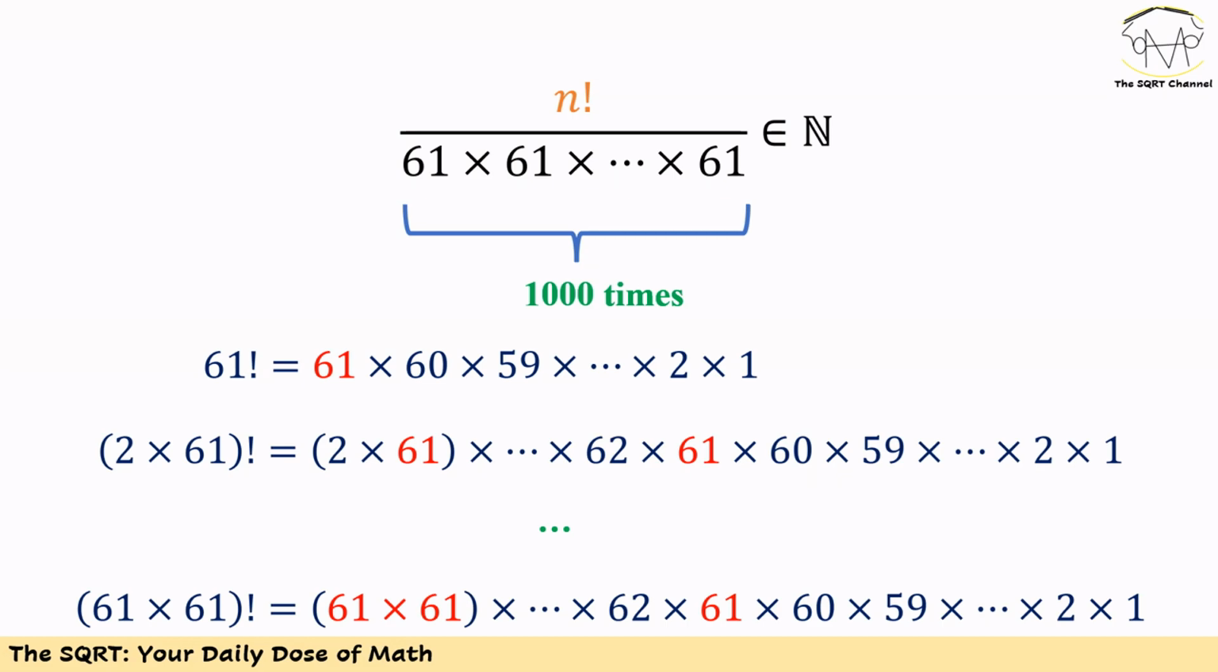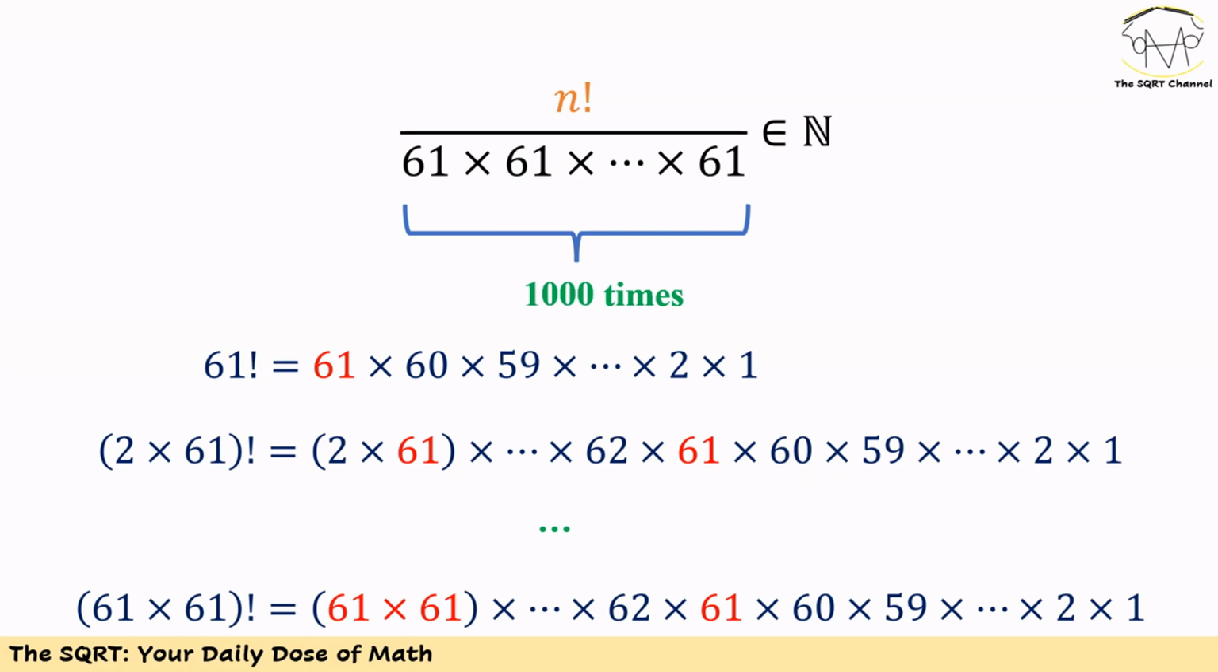Now let's simplify it a little bit further. Remember, 61 factorial is going to be 61 times 60 times 59 up to 1. We are going to have just one 61 in this expression. On the other hand, if we want to calculate 2 times 61 factorial, we can show that we are going to have two 61s in this expression.